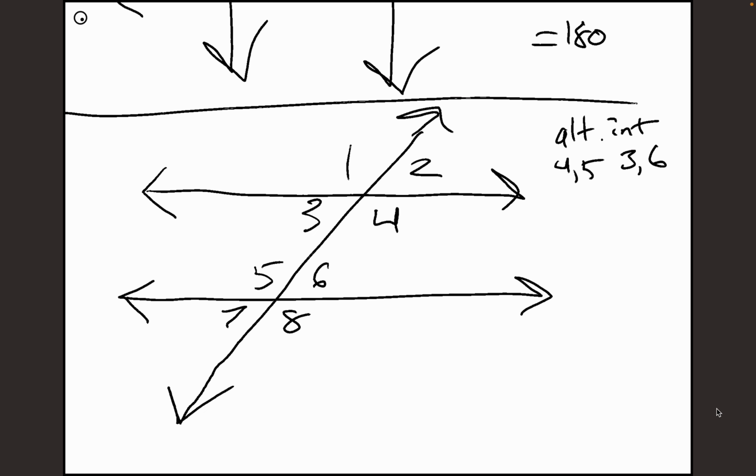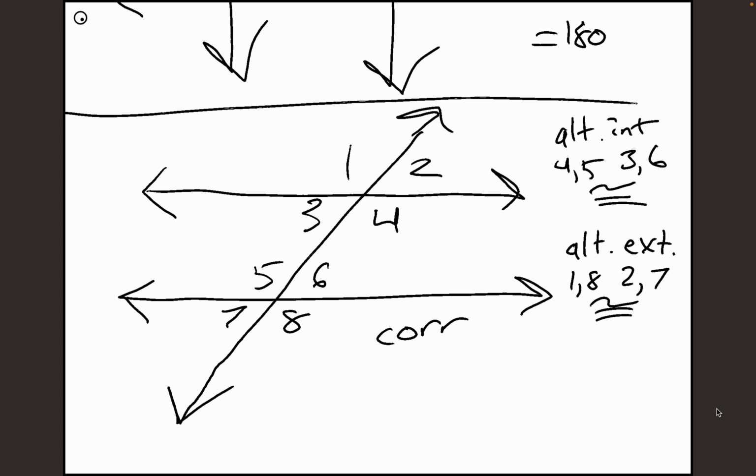All right, and what did we say about alternate interior angles? They're congruent, so they're the same value. Okay? What are my alternate exterior? Name an example. 1 and 8. What's another example? 2 and 7. Perfect. Okay, what do we say about these angles? They're also congruent.